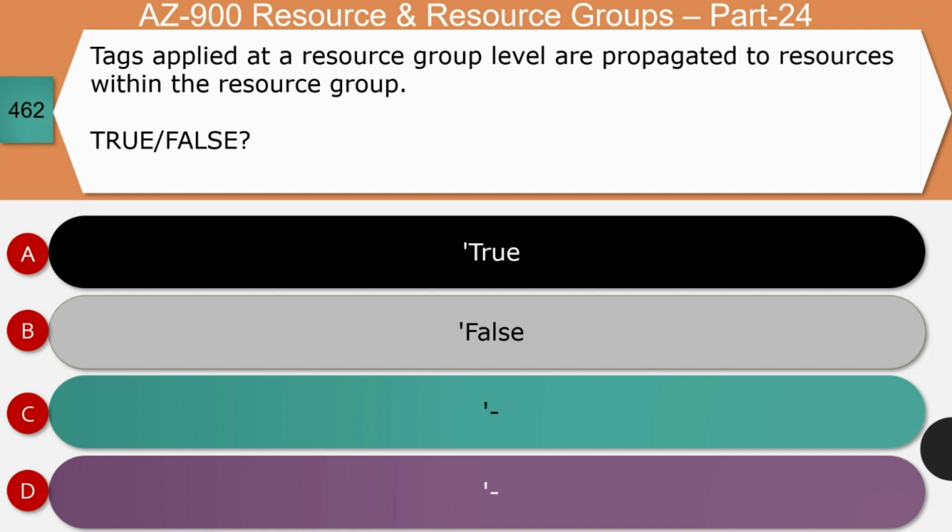Next question. Tags applied at the resource group level are propagated to resources within the resource group. Is it true or false? The right answer for this question is false. Let's see the reason. Resource tags are not inherited by default from resource group. As such, applying a tag on the resource group level will not affect the resources within the resource group.